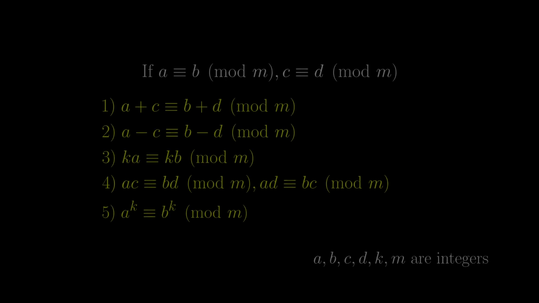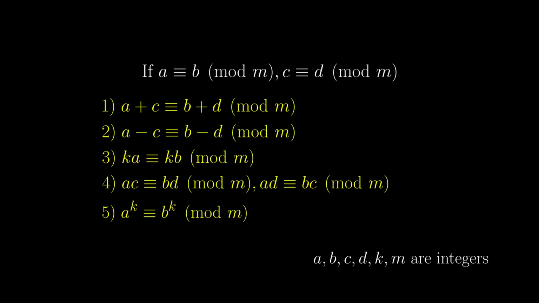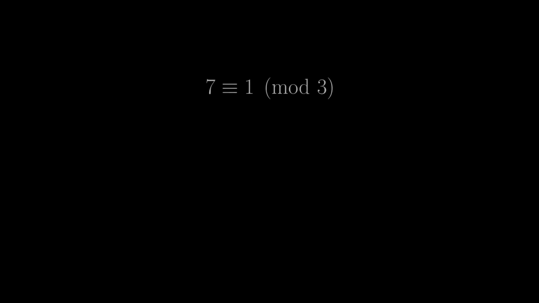There are more properties that we can talk about in modular arithmetic, and by looking at them, the congruent sign really behaves like an ordinary equal sign. However, all these properties do not include division, and that is for a good reason. Let's consider this congruence relation.